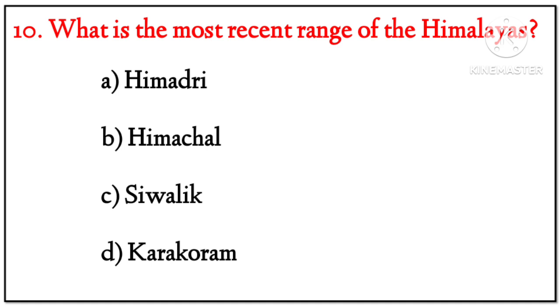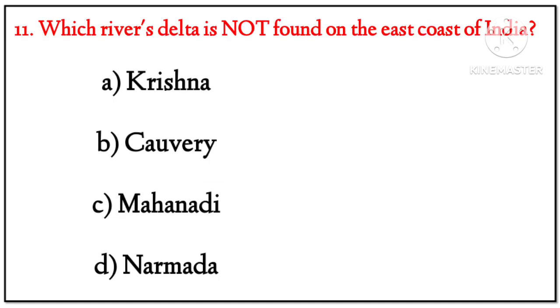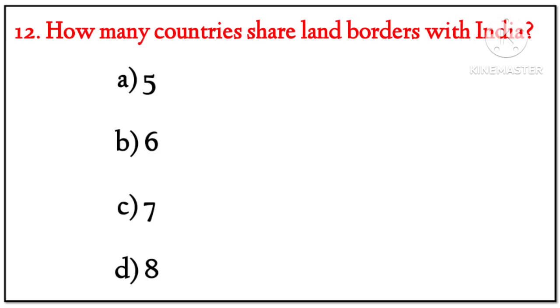10th, what is the most recent range of the Himalayas? Options are Himadri, Himachal, Sivalik, Karakoram. Our right option is the third one, C, Sivalik. 11th, which river's delta is not found on the east coast of India? Options are Krishna, Kaveri, Mahanadi, and Narmada. Our right option is D, Narmada, because it flows towards the west. 12th, how many countries share land borders with India? Options are 6, 5, 7, 8. Our right option is C, the third one, 7.